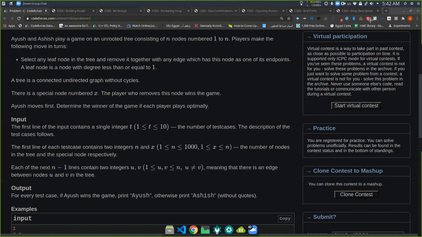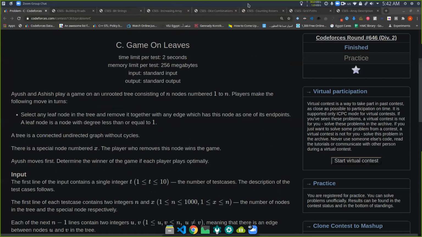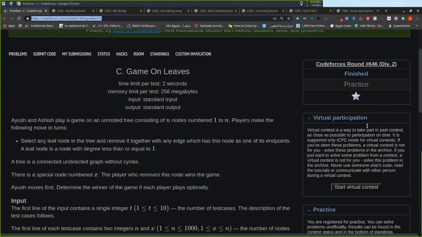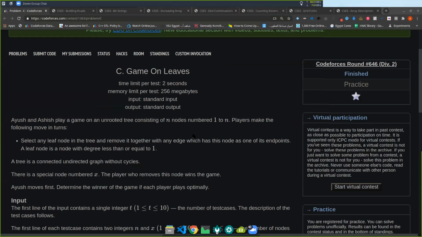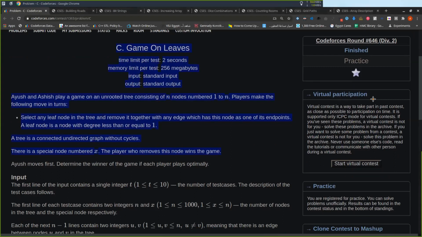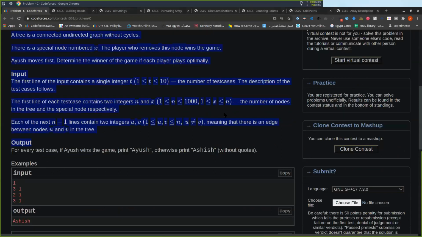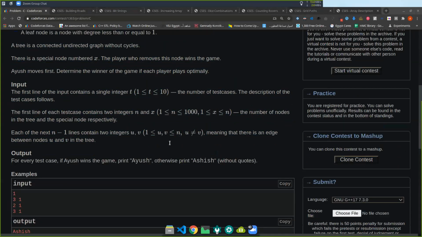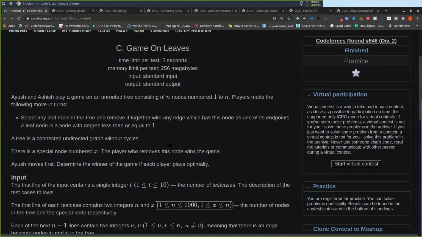Okay, let's start with the homework problem I gave yesterday. And here's the link to it. Anyone had any idea solving this problem? Okay, let's explain the problem.